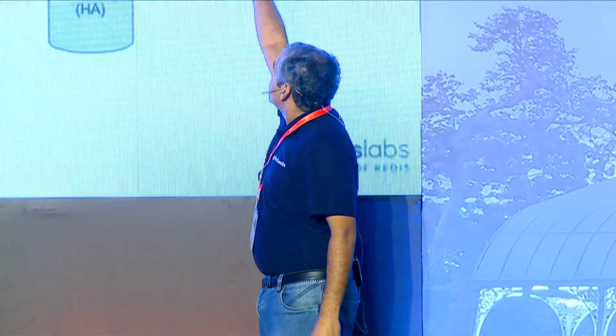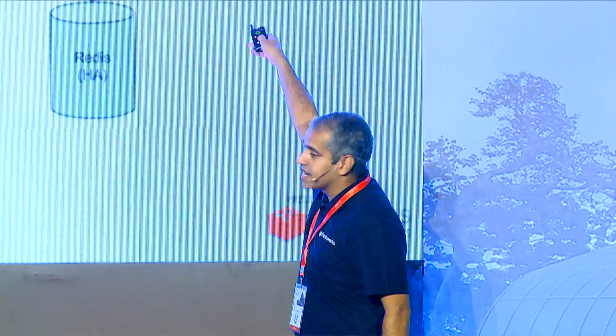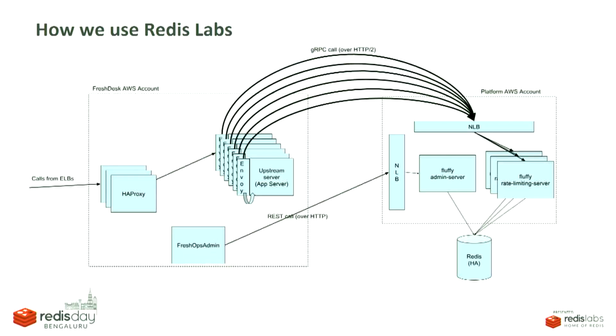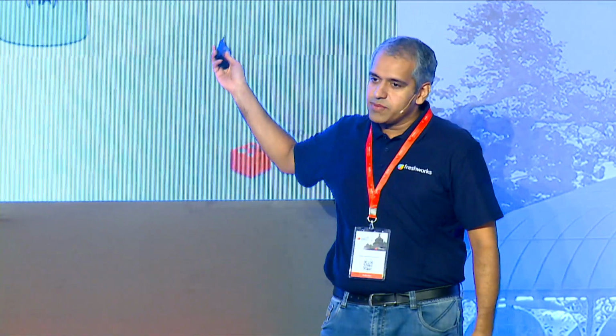So I'm mostly going to talk about this portion: the application server, the rate limiting server, and how it interacts with Redis. In terms of what Redis calls we make, we try to keep it very simple. My overarching goal is always simplicity over anything else. If things don't work, that's fine. It has to be simple because, if it doesn't work and it is simple, you can hopefully figure out why it's not working.